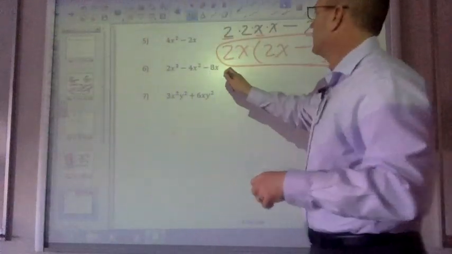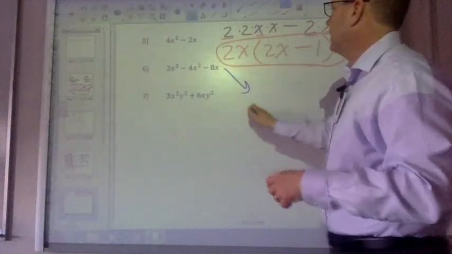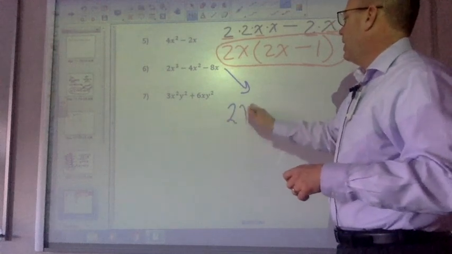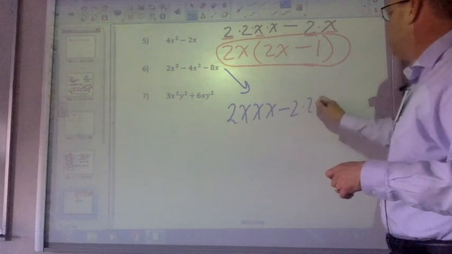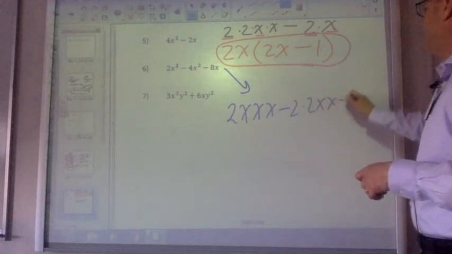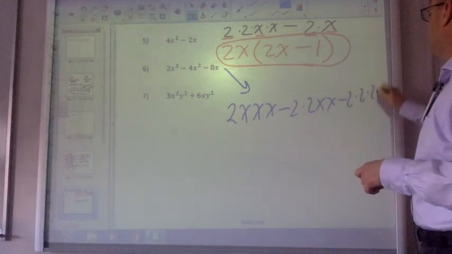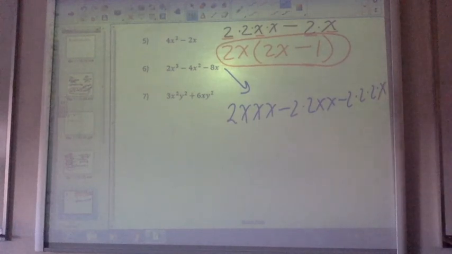I'll write this down here. So I have 2x, x minus 2 times 2, x minus 2 times 2 times 2 times x. So let me just pause. Does that make sense that we broke that down? Why did I break 8 down to 2 times 2 times 2? Because I'm in my very basic components.